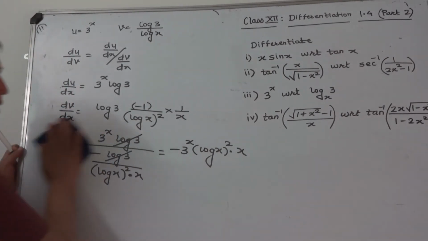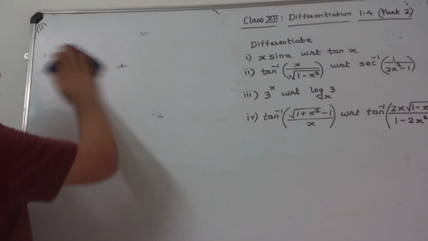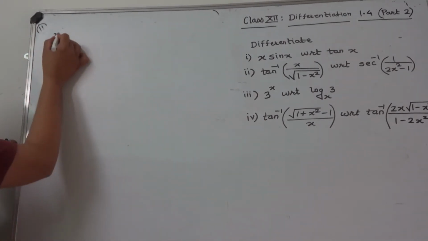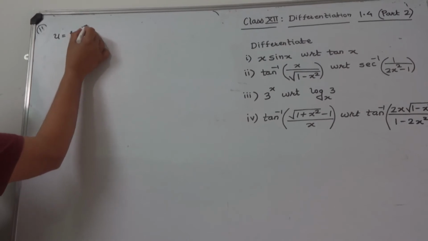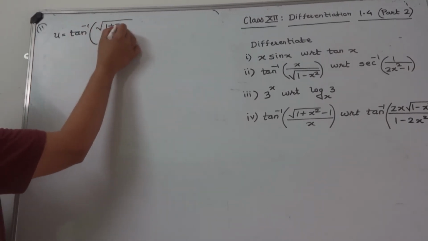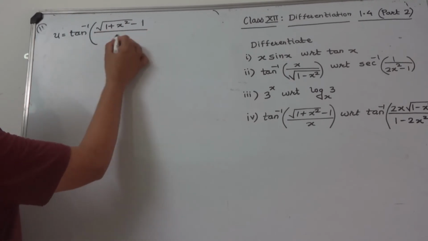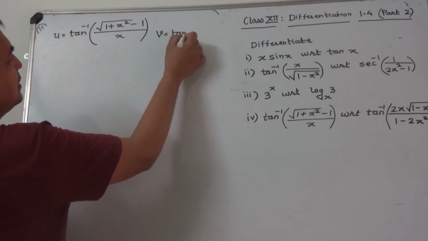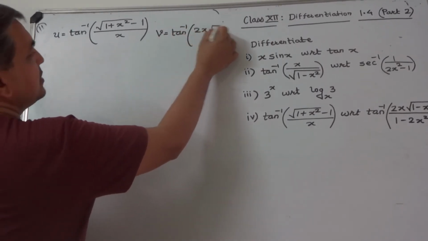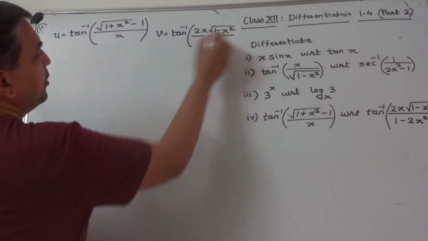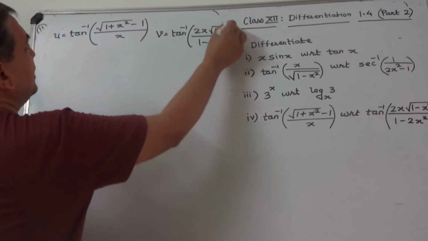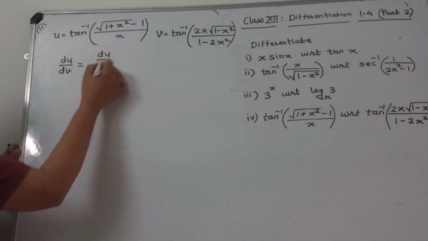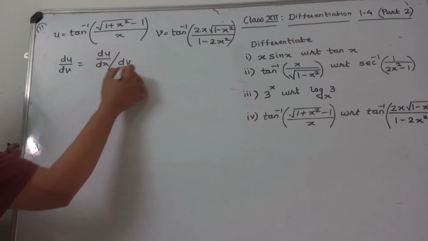Students, question number 4. Again method will be the same. We have to prepare well inverse trigonometric functions, their derivatives. u is tan inverse of root of 1 plus x square minus 1 upon x, and v is tan inverse of 2x root of 1 minus x square upon 1 minus 2x square. First formula, first step is the same, du by dv equal to du by dx upon dv by dx.